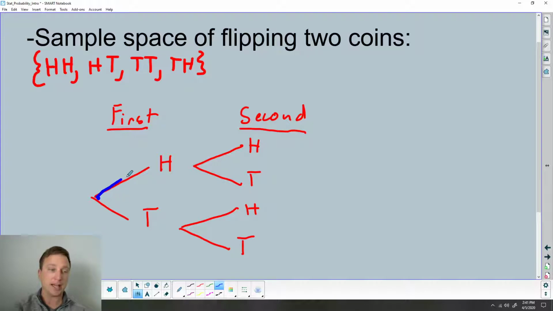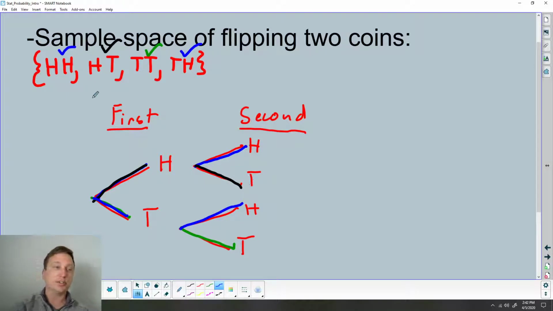So here I would have first one's heads, second one is heads. That is the outcome observed of HH. The first one's heads, the second one is tails, so heads, tails, that's our second outcome. Now because I've exhausted heads, there's no other way I can go here. I start on tails, and then I go to tails, TT, and finally the last one would be tails, and then I navigate to heads. So tails, heads, and we've exhausted every branch. So this is one way we can observe the sample space. We'd say there's 4 outcomes, and those are 1, 2, 3, 4 objects in the sample space.